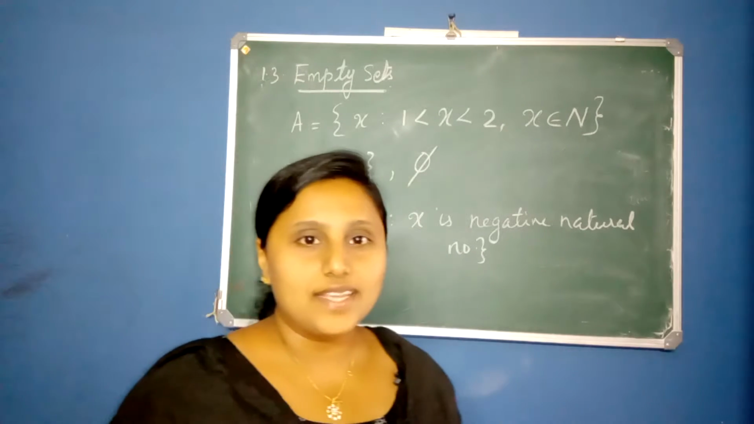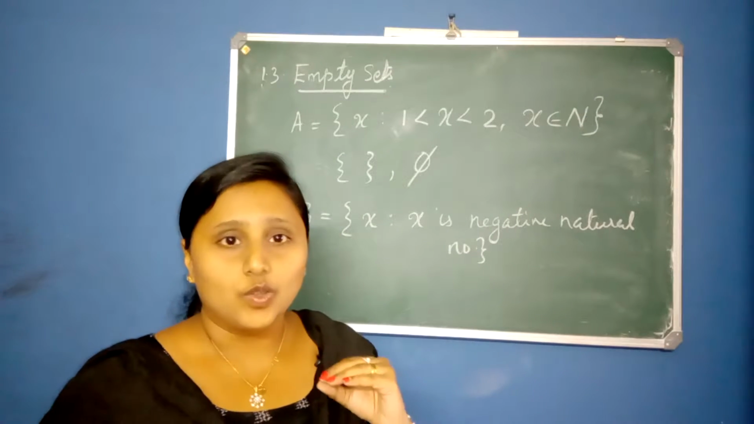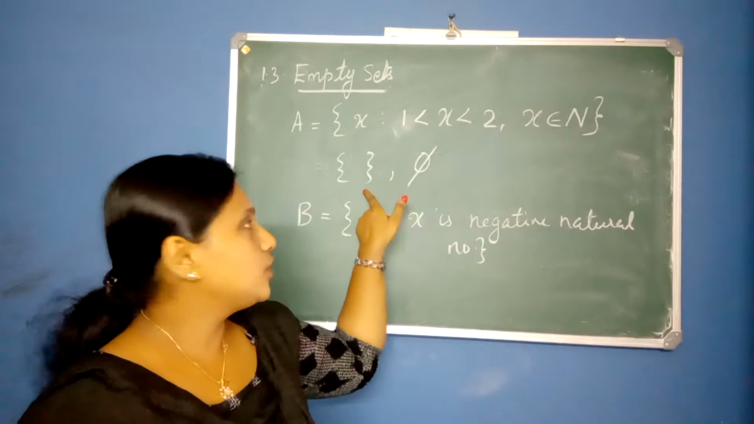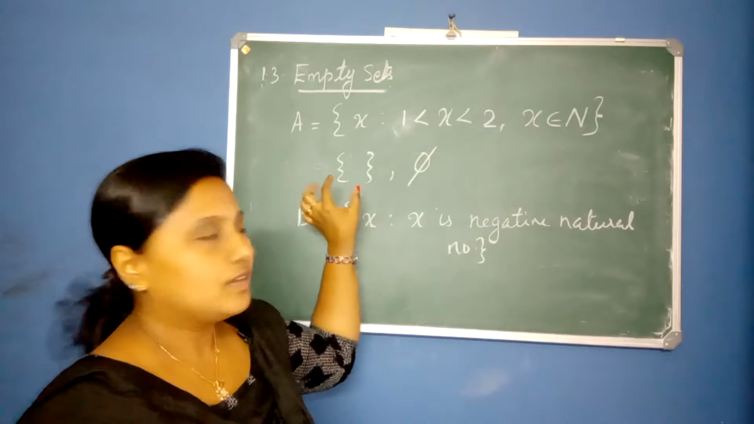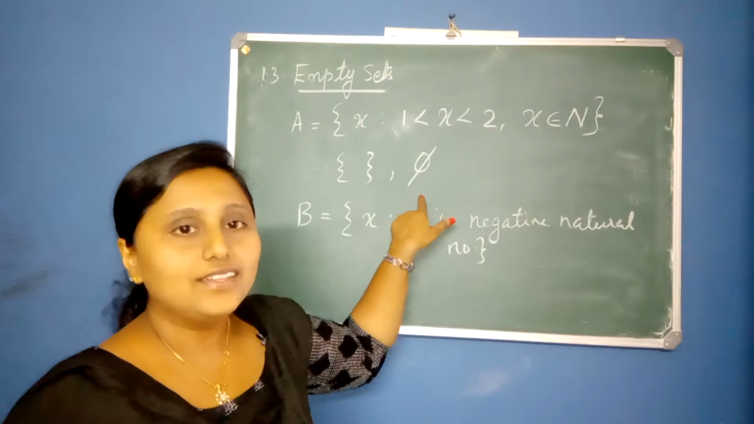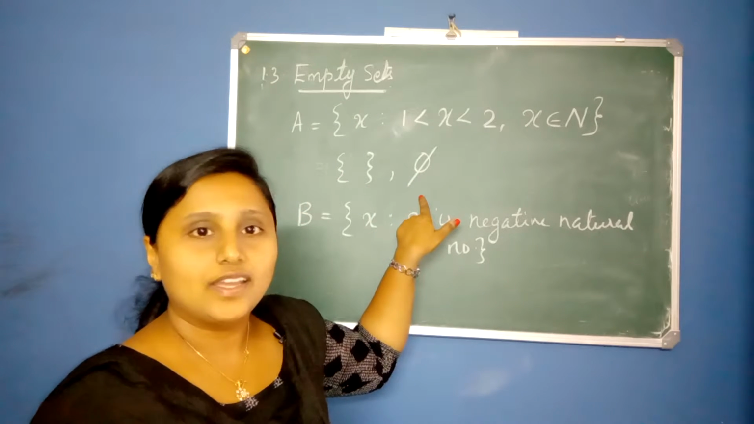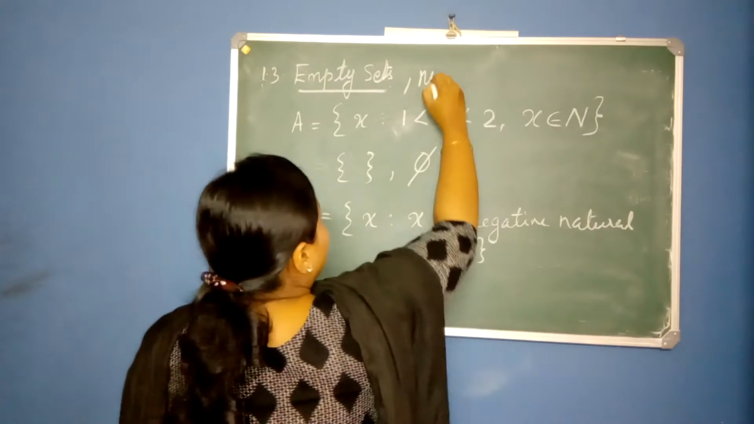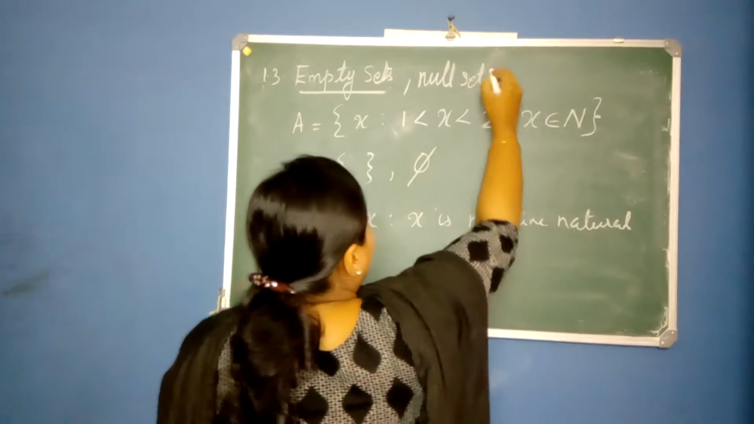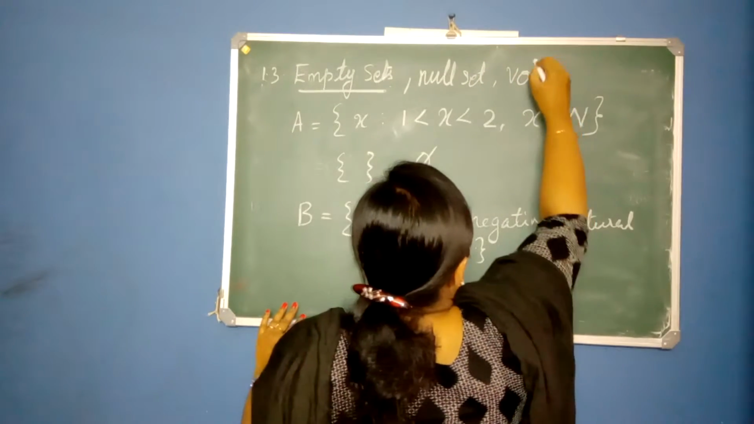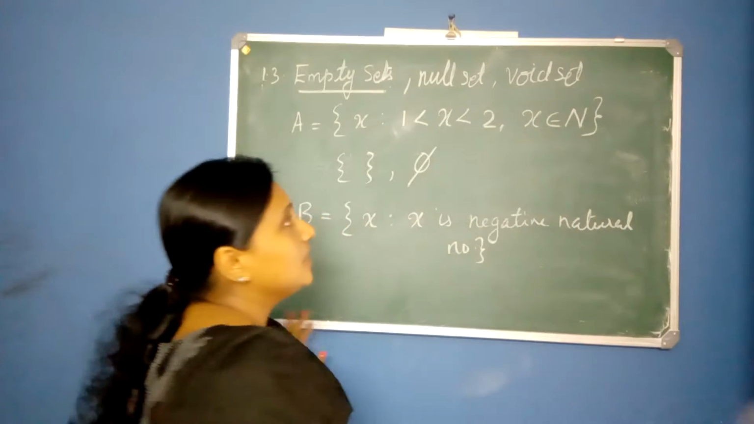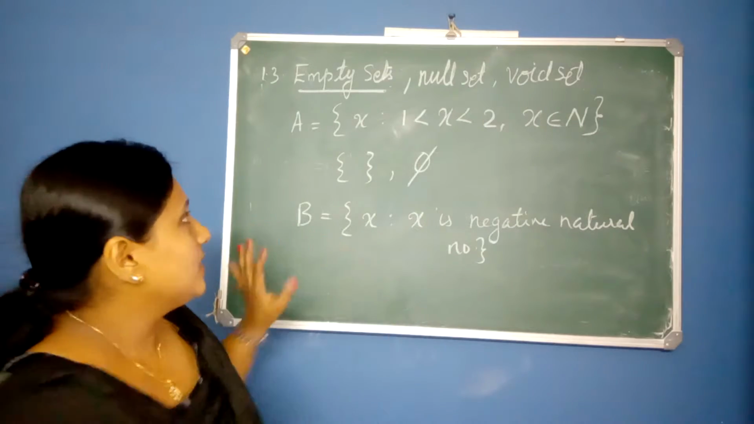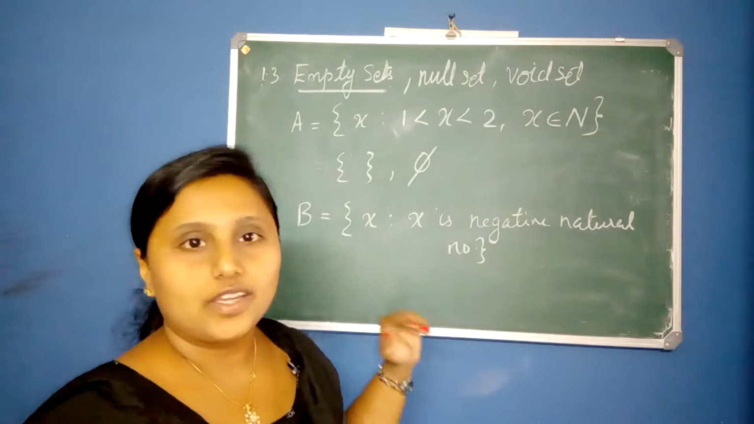So, the empty set is a unique set. It has no element. And the representation of the empty set is these two symbols, these brackets and phi. The empty set is also known as null set or void set. So, empty set, null set or void set. So, the next is finite or infinite sets.